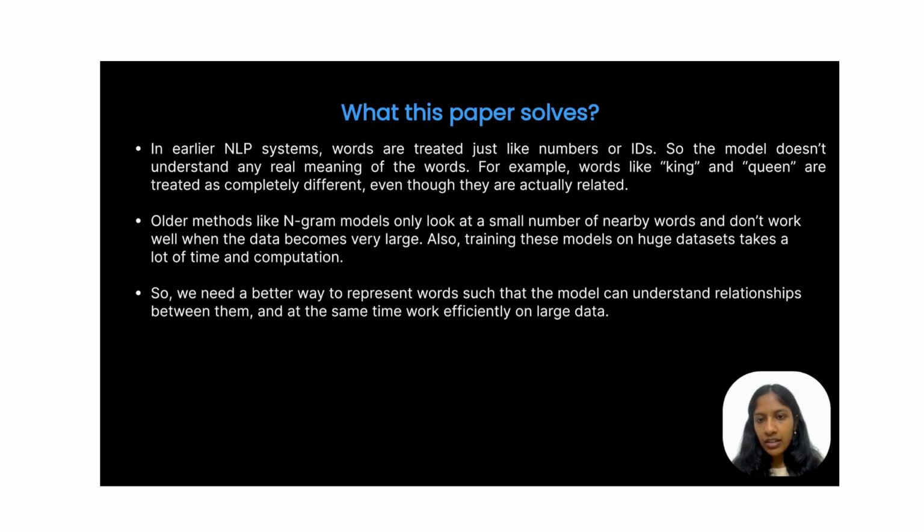Let's try to understand the problem this paper is trying to solve. In earlier NLP systems, words were treated simply as numbers or IDs, which means the model had no real understanding of their meaning. For example, words like king and queen are clearly related to us, but to the model they appear completely unrelated. Another major limitation comes from older approaches like n-gram models. These models only consider a very small context, just a few nearby words, so they fail to capture long-range relationships in language. On top of that, when the dataset becomes large, training such models becomes very slow and computationally expensive.